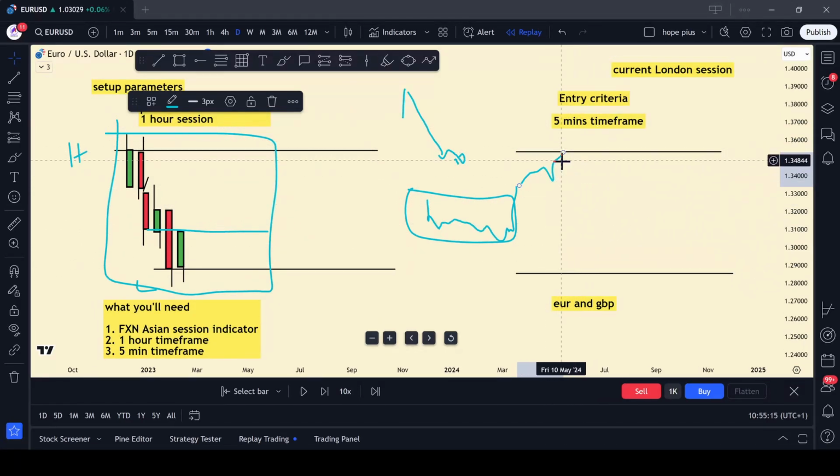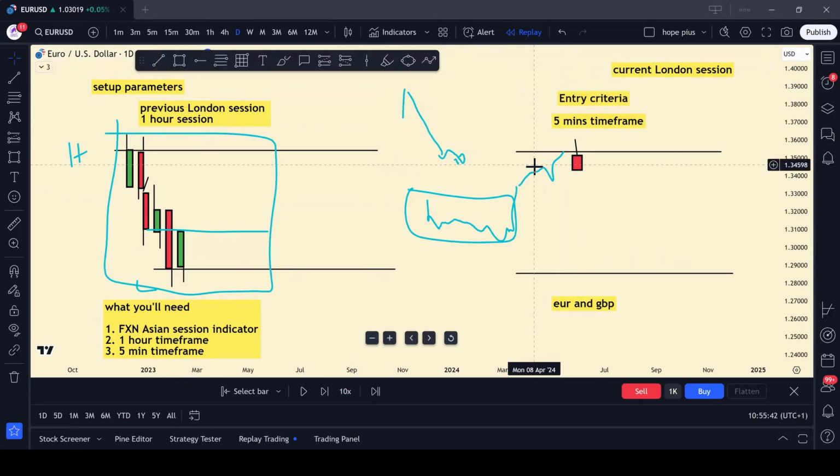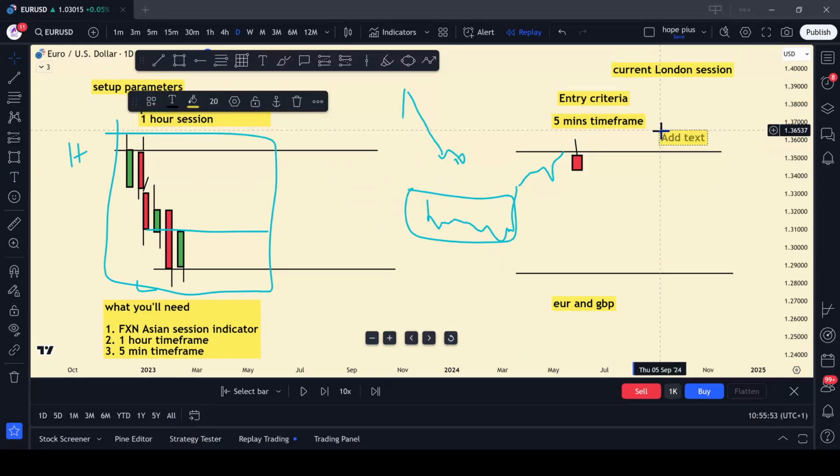Now, when price gets here in the 5 minutes, the first 5 minutes candle that touched it rejected that line. That is a sign that we might be going lower. Now, to get other confirmations, you might be looking for bullish engulf or bearish engulf. In this case, bearish engulf.